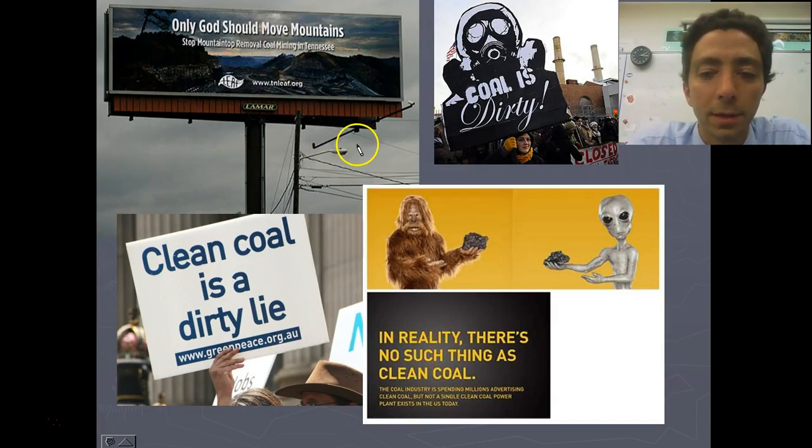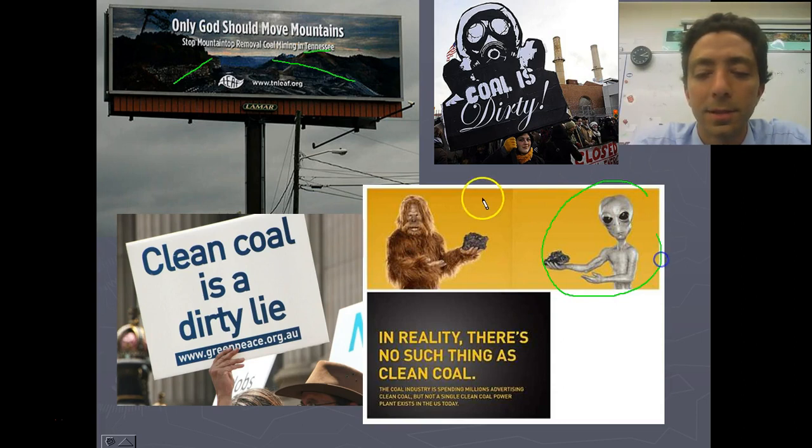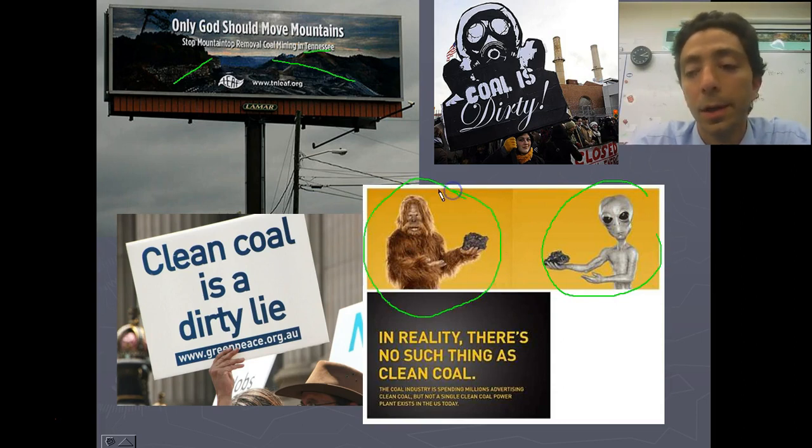You also have the other side, and so I think this is a good example that you can get someone that is a little too crazy about either side of the issues. And so we've got our protesters, coal is dirty, you've got only God should move mountains. This is, I believe, in Tennessee, where they're trying to stop mountaintop removal. You can see just how devastating this mountaintop removal process was here. In reality, there's no such thing as clean coal. And so they're relating it to aliens and Bigfoot here. So you got both sides of the issue.